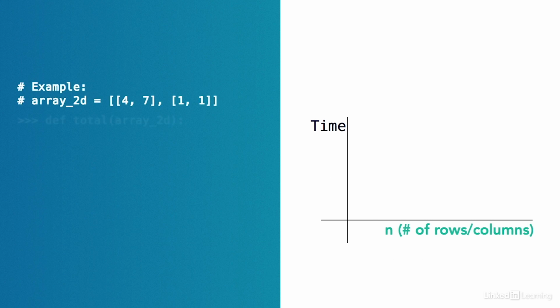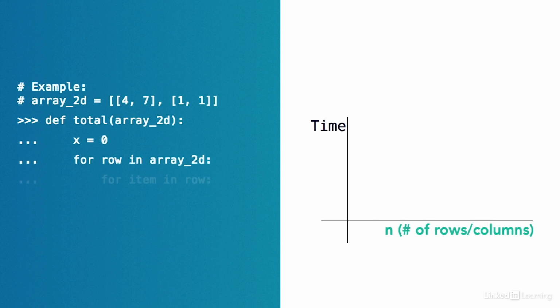This function expects a two-dimensional array as the input, and it goes through each item in the array and sums it up. And let's say that this array is always square-shaped, which means that the number of columns is always equal to the number of rows. And n here is the number of columns, which is also the number of rows. So the number of items in the 2D array would be n squared.